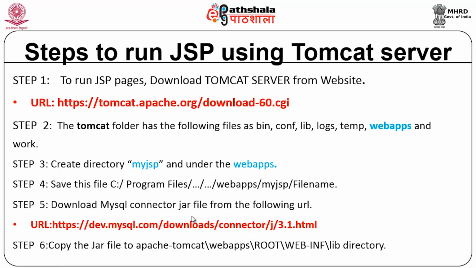So now let us look at the steps we need to run JSP using the Tomcat server. Step 1: to run the JSP pages, you have to download the Tomcat server. The Tomcat server can be downloaded from a website like https://tomcat.apache.org/download-60.cgi. You can type this URL and take the zip file. There would be a zip file in the core distribution binary, and you can unzip it in the folder where you want to have your Tomcat server.